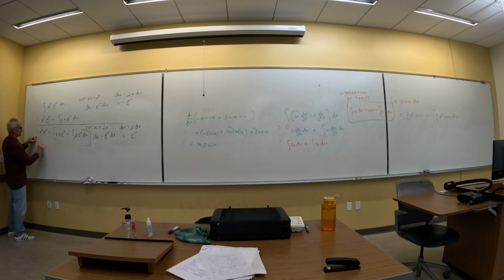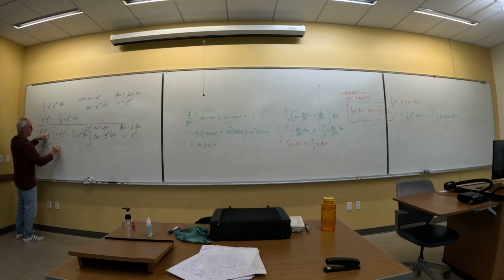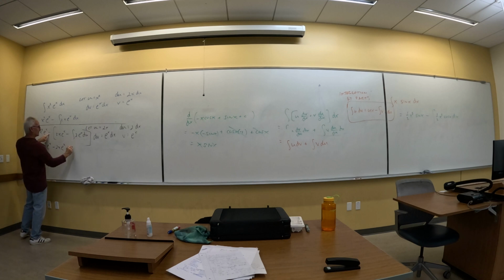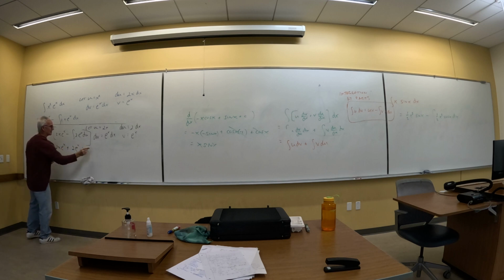So my final answer is going to be x squared e to the x minus 2x e to the x plus, well, what's the antiderivative of 2e to the x? 2e to the x. 2e to the x, good. And we're done. Cool.